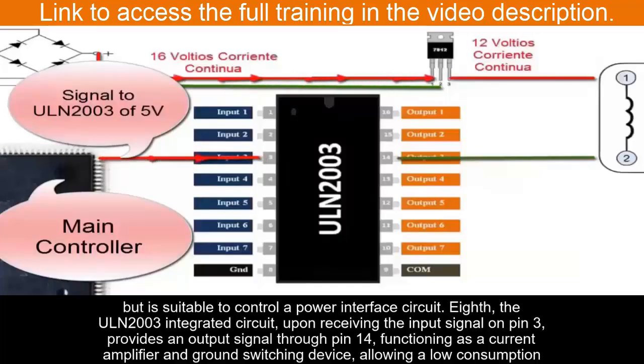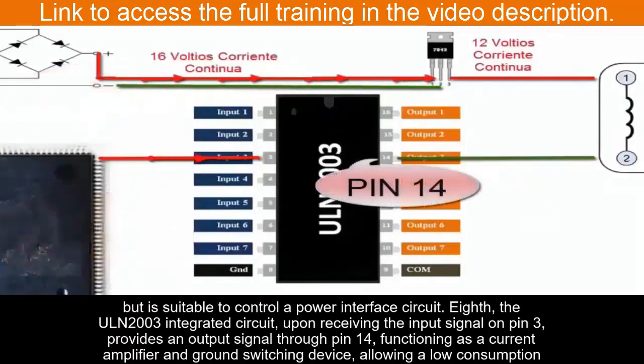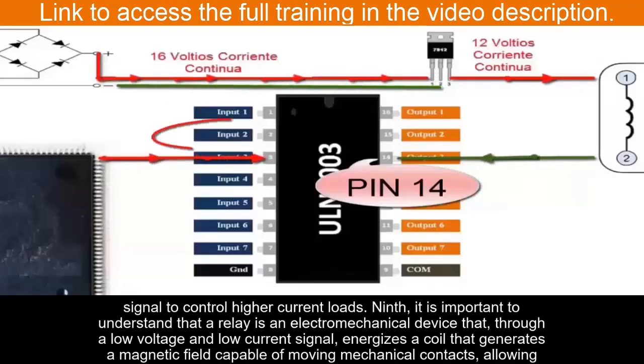Eighth, the ULN2003 integrated circuit, upon receiving the input signal on pin 3, provides an output signal through pin 14, functioning as a current amplifier and ground switching device, allowing a low consumption signal to control higher current loads.